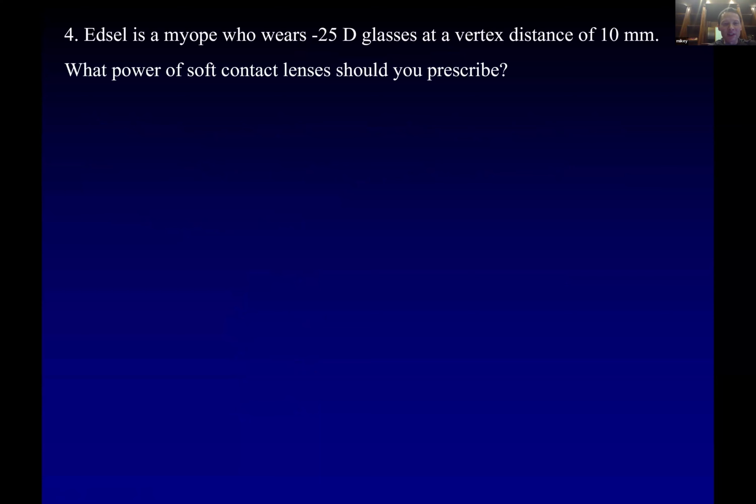Vertexing is basically taking a lens from one place and moving it somewhere else and finding the equivalent power. In this case, I have minus 25 diopter glasses here. I have an eyeball here, and I want to move it here and ask, what's the power I need? So it's an equivalent power of contact.